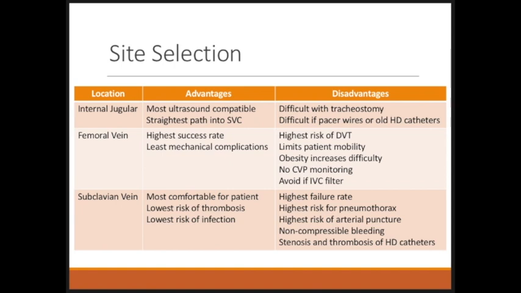Subclavian vein has some benefits, but also a lot of disadvantages as well. It's the most comfortable, it has the lowest risk of thrombosis and infection, but it has the highest failure rate, it has the highest rate of pneumothorax and arterial puncture, and if you do hit an artery and cause bleeding, it's a non-compressible site under the clavicle, so the bleeding can get quite large. And HD catheter should be avoided in this vein. Since it's smaller, it's going to cause stenosis and thrombosis of that vein.